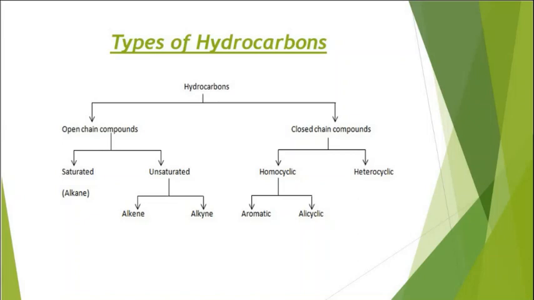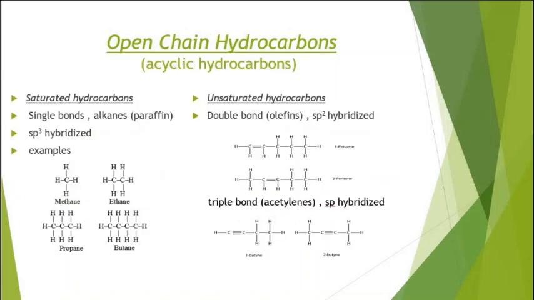First comes open chain hydrocarbons. I told you already, open chain hydrocarbons are of two types. They can be saturated hydrocarbons or they can be unsaturated hydrocarbons. Open chain hydrocarbons are also called acyclic hydrocarbons. The term acyclic, A stands for absence, cyclic for cycle. Open chain means they don't have any cycle, they don't have any ring. These are straight chain hydrocarbons.